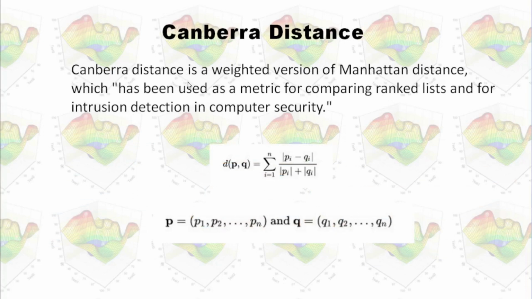Canberra distance is a weighted version of Manhattan distance, which has been used as a metric for comparing ranked lists and for intrusion detection in computer security. If you have two vectors, P and Q, you can calculate Canberra distance with this formula.